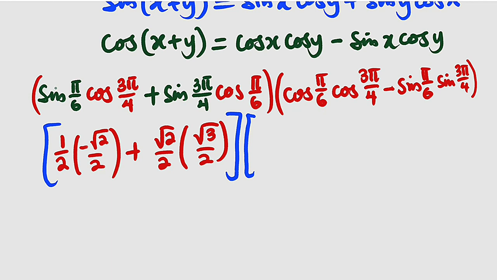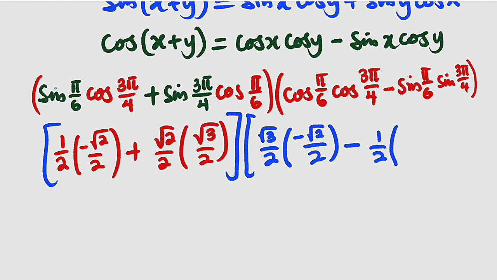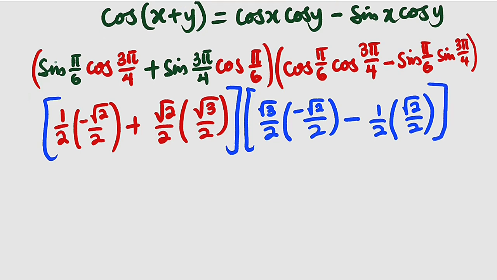Cosine of pi divided by 6 is equal to what? Root 3 divided by 2, multiplied by cosine of 3 pi divided by 4, which is negative root 2 divided by 2. Then minus sine of pi divided by 6, which is 1 divided by 2, multiplied by sine of 3 pi divided by 4, which is root 2 divided by 2. So we have just simplified all of these ratios.